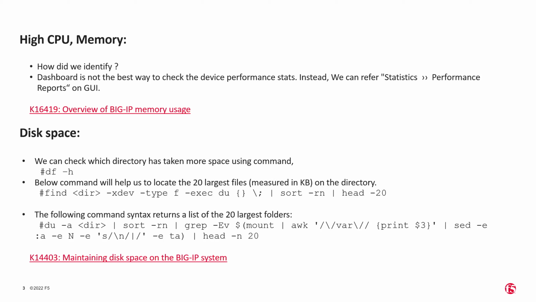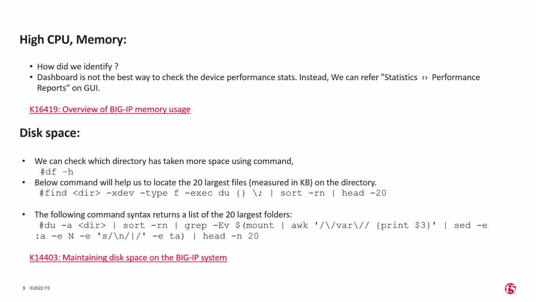The other two commands which I have listed: the first one is to see, across the overall device, the 20 largest files which are occupying more space. You can run the command and it will list them one by one. Then if a file is not related, you can remove it. Otherwise, if it's all needed, you can engage support.